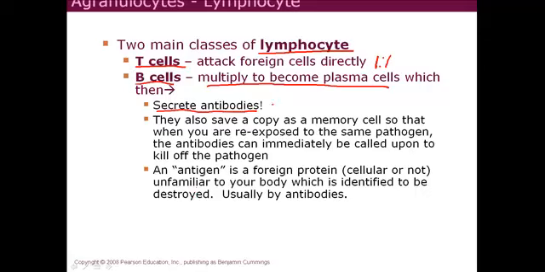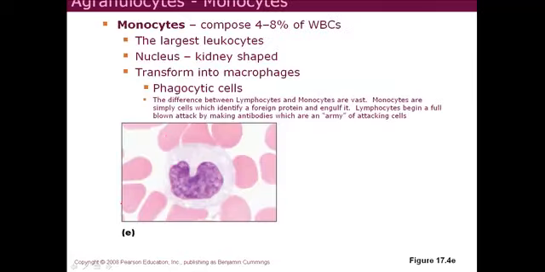So antibodies are an army, right? B cells secrete an army, and T cells are 1 to 1. That's the big difference between them. A monocyte, very few of them, they're the largest ones. The nucleus is kidney-shaped, that's how it's identified. It's phagocytic. So the difference between lymphocytes and monocytes is vast. Monocytes are simply cells which identify a foreign protein and eat it. Lymphocytes begin a full-blown attack by making antibodies, which are an army of attacking cells.